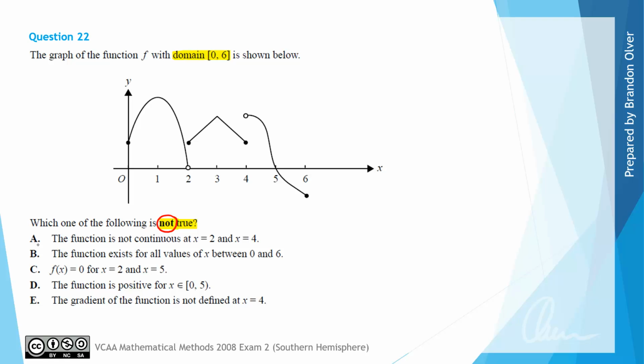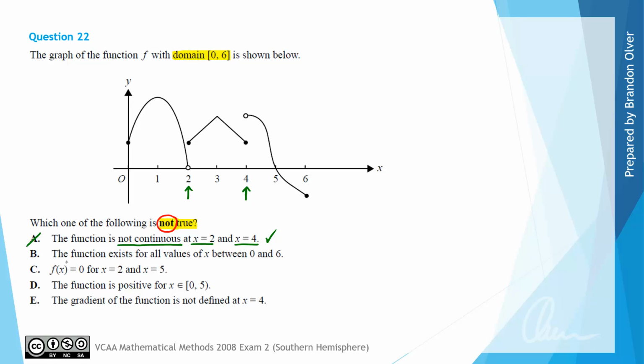So if we consider A, it says the function is not continuous at 2 and 4. And we can spot points of discontinuity at those x values. That's where there's a jump in the graph. So that is a correct statement, so it can't be the one that's not true.